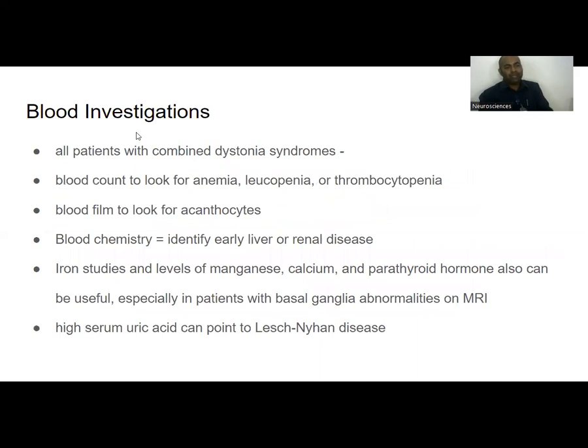Blood investigations. In normal focal dystonias they may not be of much help, but in all patients with combined dystonias, check blood counts, looking for anemia, leukopenia, thrombocytopenia. Look at a blood film for acanthocytes. Blood chemistry to identify liver and kidney disease, iron studies, manganese levels, calcium, parathormone, especially in patients with basal ganglia abnormalities. Uric acid can be high in Schneider.